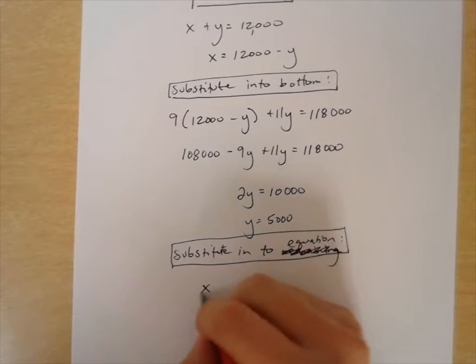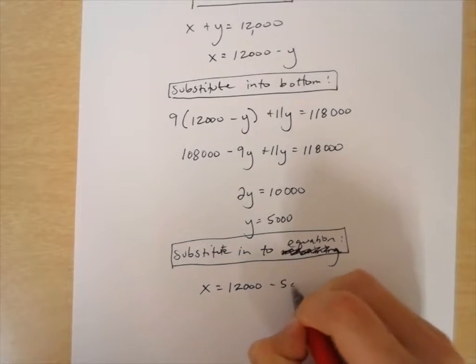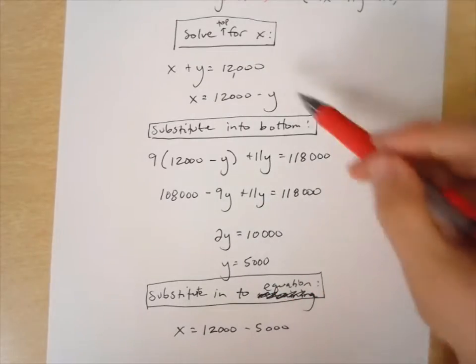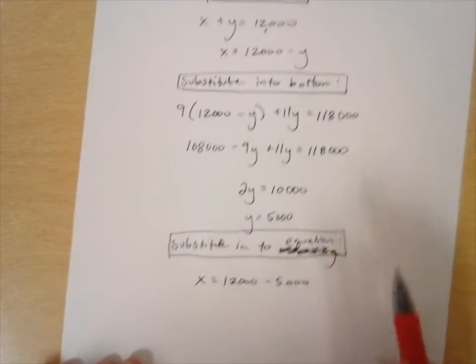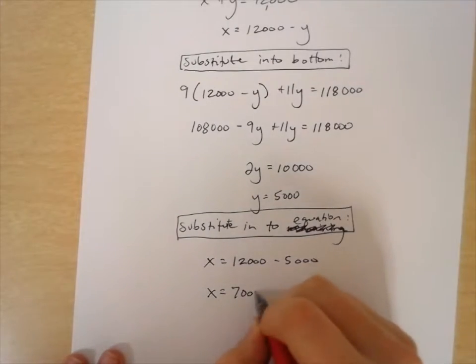All right. Let's stop talking. Let's do some math. Put 5,000 in for y. That's what it looks like. And now when I solve for x, I get 7,000.